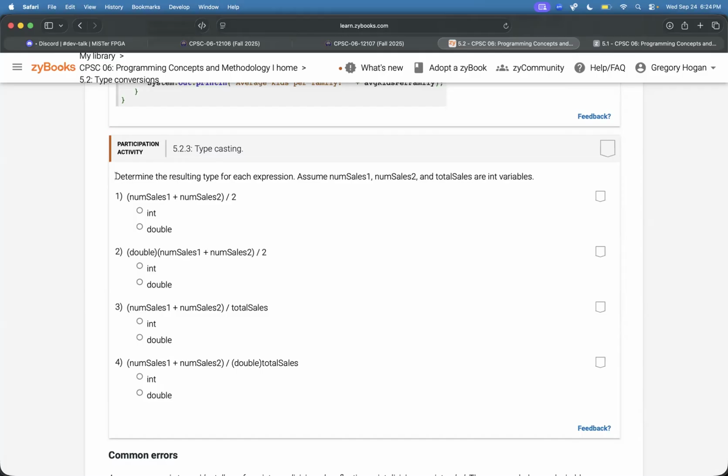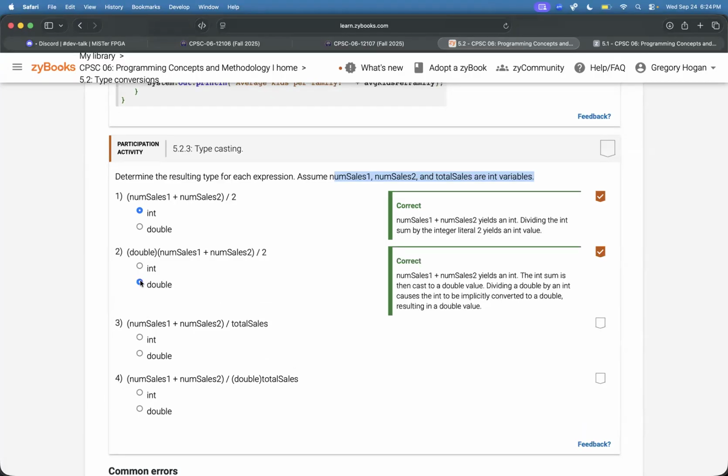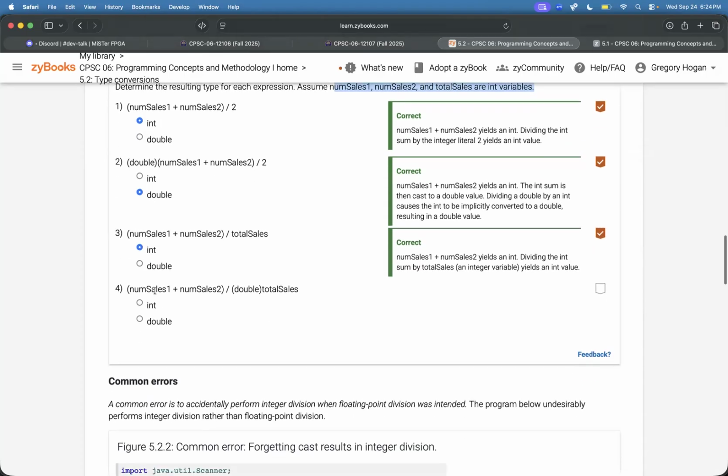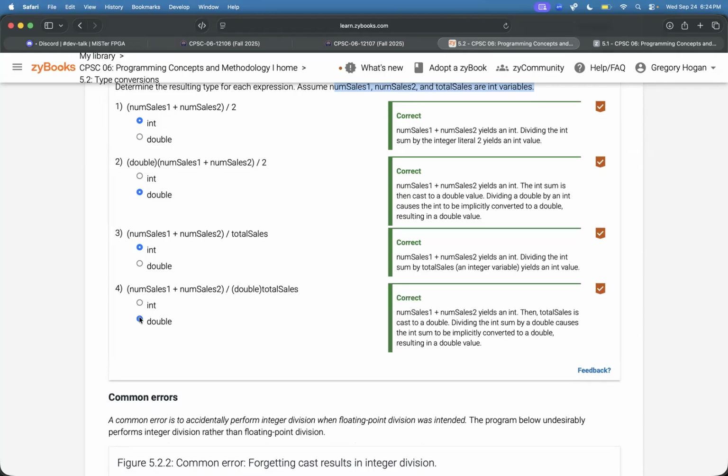So determine the resulting type. All the variables are integers, so we're only going to get doubles if we typecast or if somebody types something like a 0.0. So if you think about this first one, integer, integer, integer, everything's an integer, so it's an integer. Now here, as soon as you put a double on it, we have a double involved. That's going to turn the whole thing into a double. Here, this is integer, integer, integer. So this is an integer. And here we have integer, integer, and oh, look, this one's typecast. As soon as you typecast it, you're going to get a double. Okay?